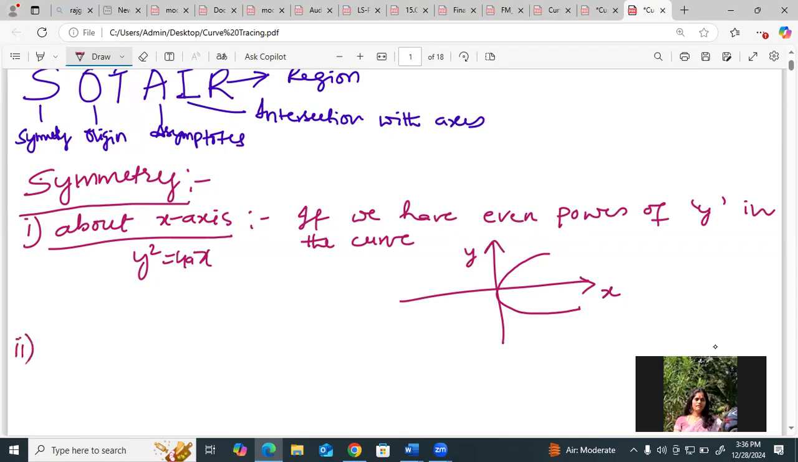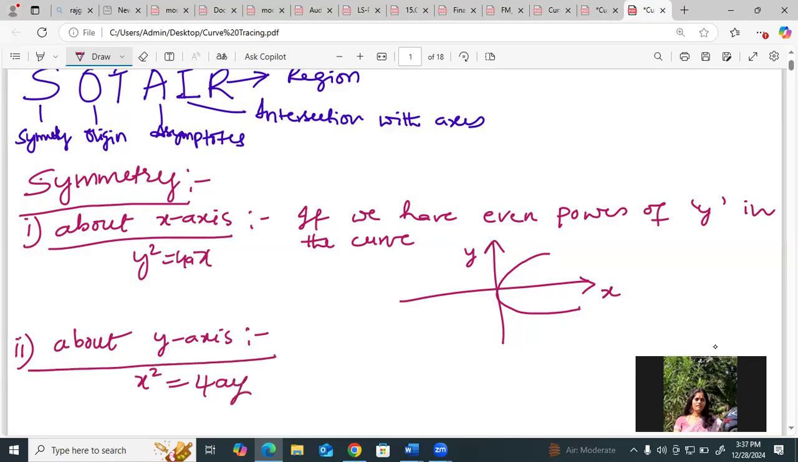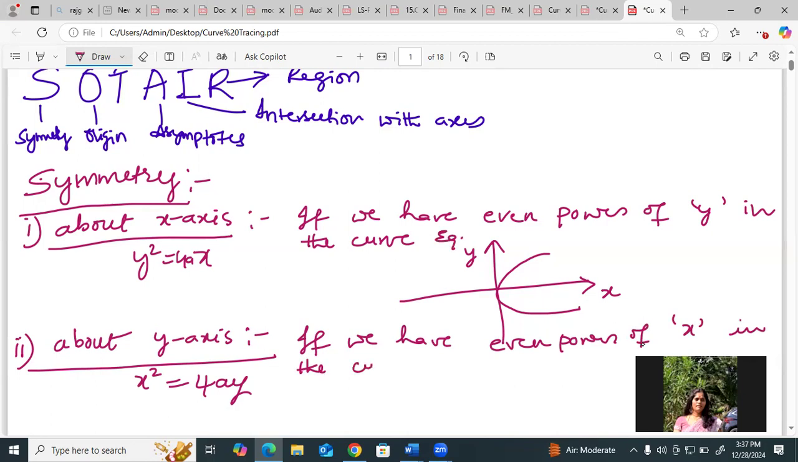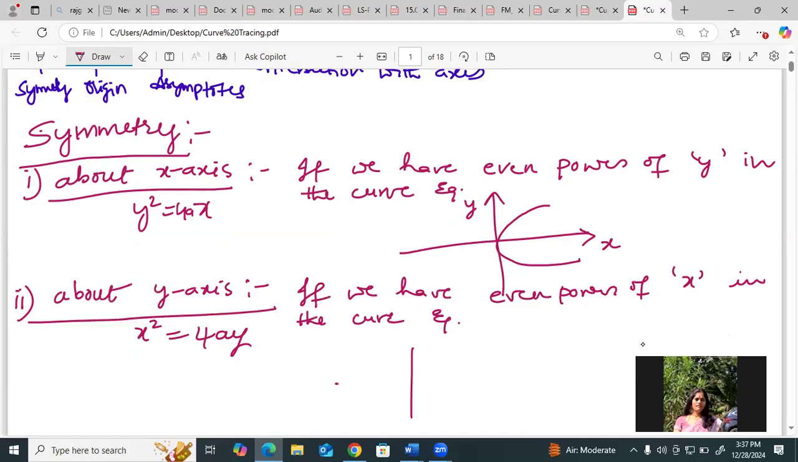Similarly, about y-axis. How do I say a curve is symmetric about y-axis? Again, I'll consider this basic example: x square is equal to 4ay. Again, this is a parabola. If we have even powers of x in the curve equation. Now, all of you know how this parabola looks like. Even powers of x, so symmetric about y-axis. My parabola looks something like this, guys.